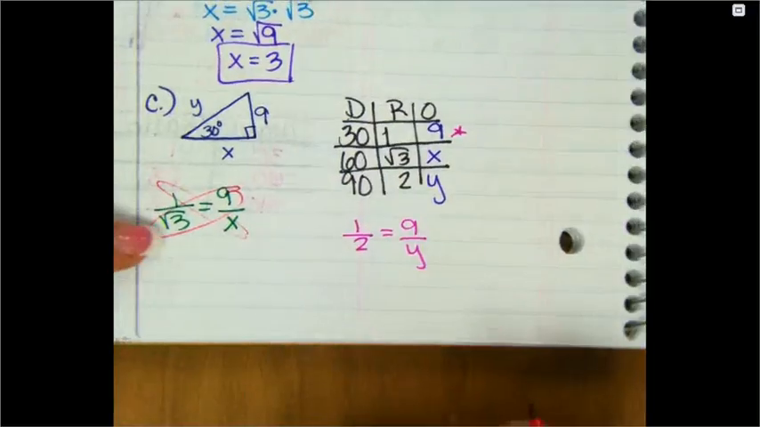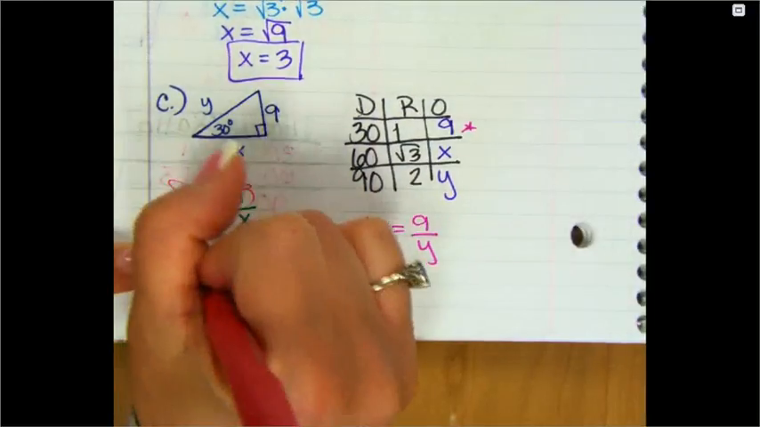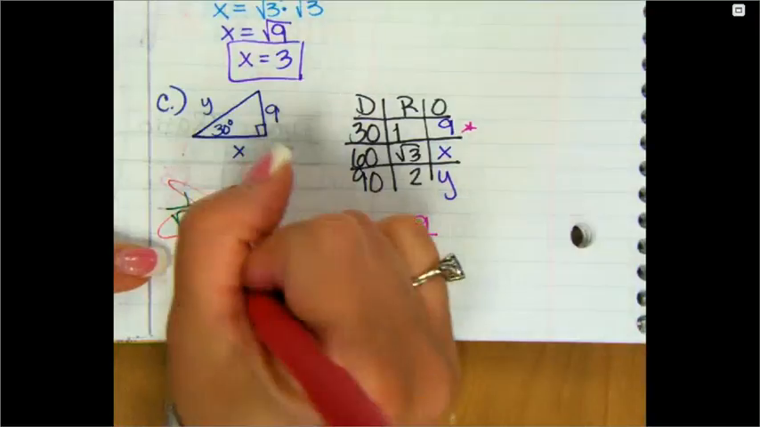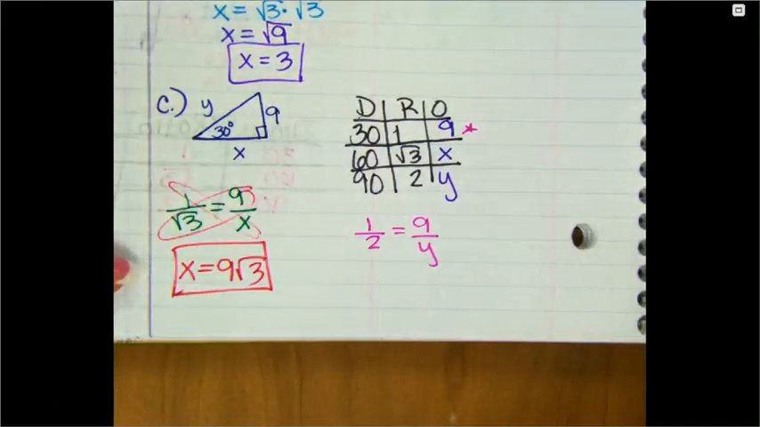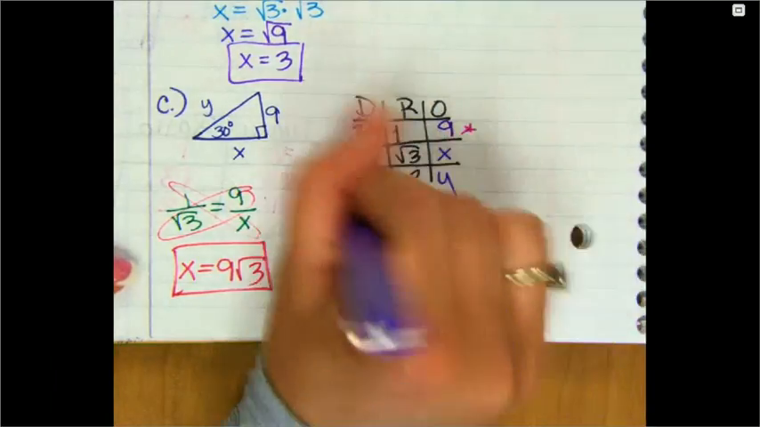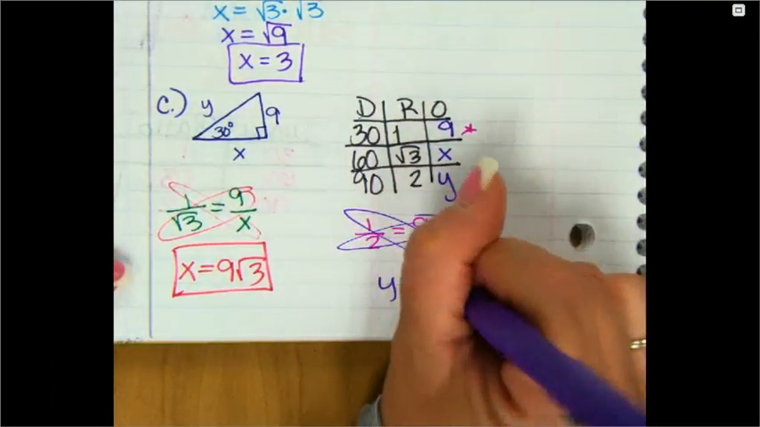Okay. Now let's cross multiply. We get x equals what? 9 radical 3. Wonderful. That's it? Yep. Over here, we cross multiply and y gives us what? Wonderful.